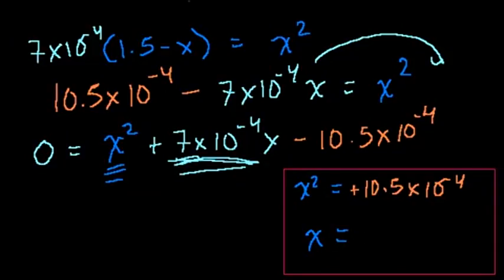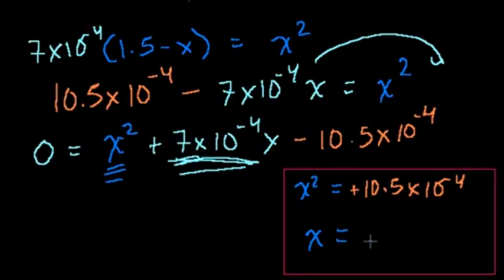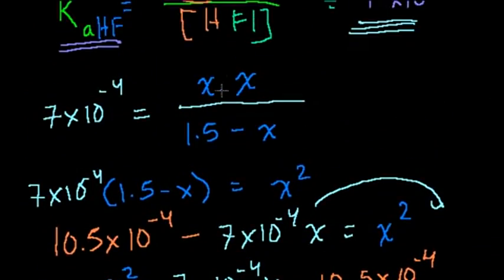X would be equal to, let's see, 10.5, you have to put the exponent thing here, exponent 4 minus, and I want to take the square root, so to the 0.5 power is equal to 0.0324. So if we make that simplifying assumption, we've essentially solved for our hydrogen concentration, right?